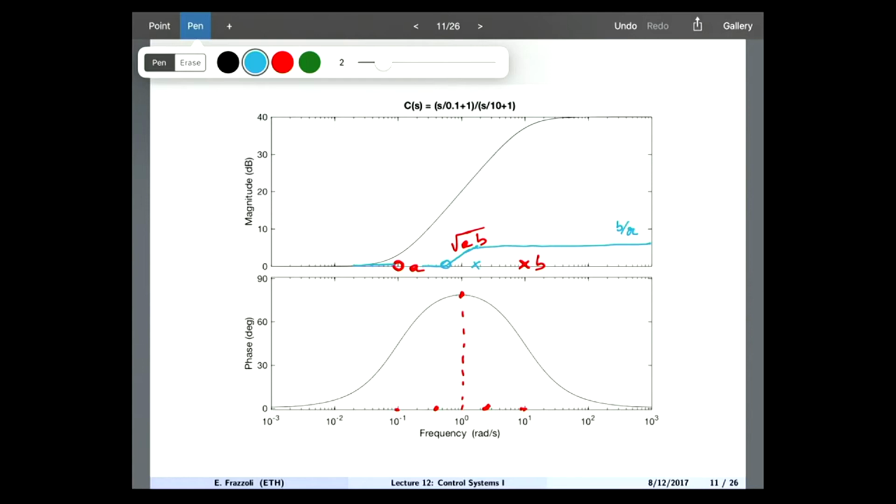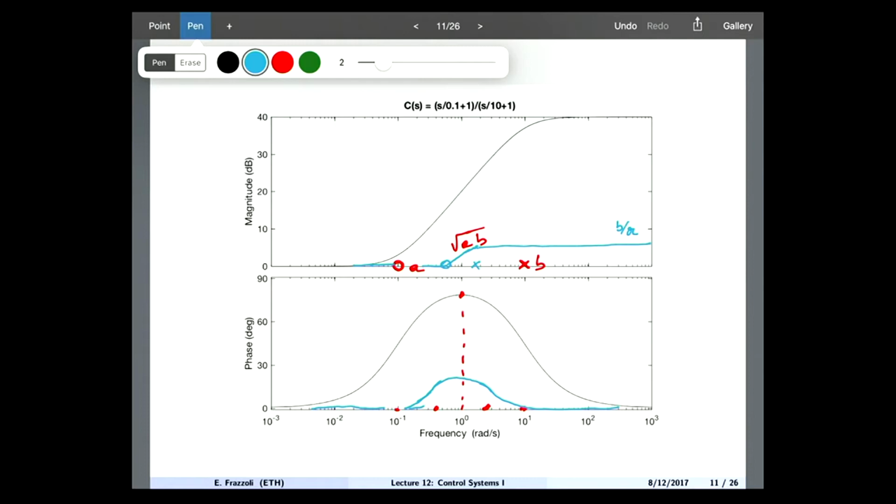What will happen to the phase plot? Well, the phase will be 0 up to here. At this point, it will start increasing. But then you start feeling the effect of the pole much earlier, so the phase will look something like that. So what you see is that as you bring the pole and the zero closer, the net lead that you get is getting smaller.